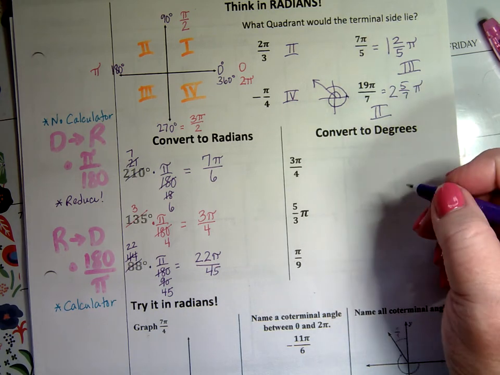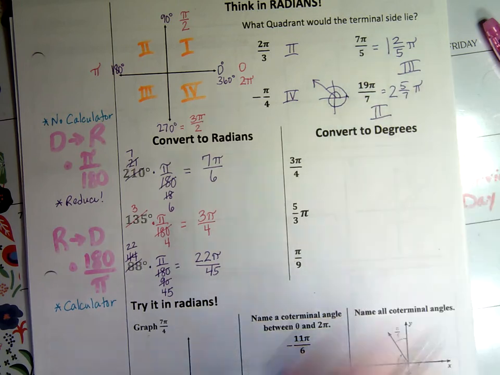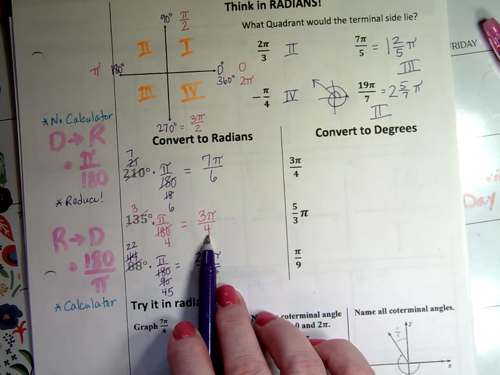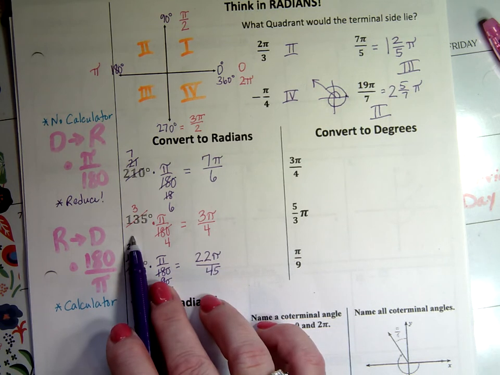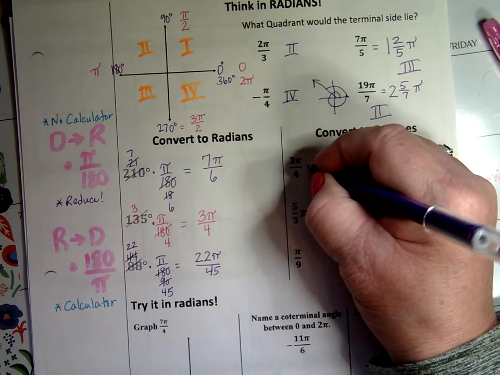3 pi over 4, you actually know the answer to that, because look at it. This was 3 pi over 4. What's 3 pi over 4 in degrees? It's 135, but let's see how they got that. I multiply by 180 over pi.